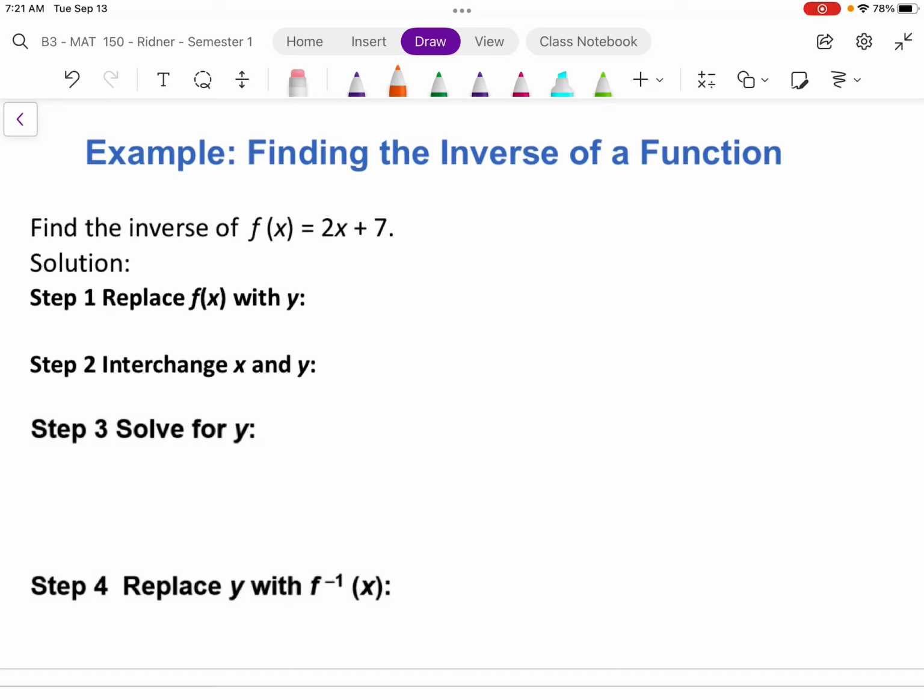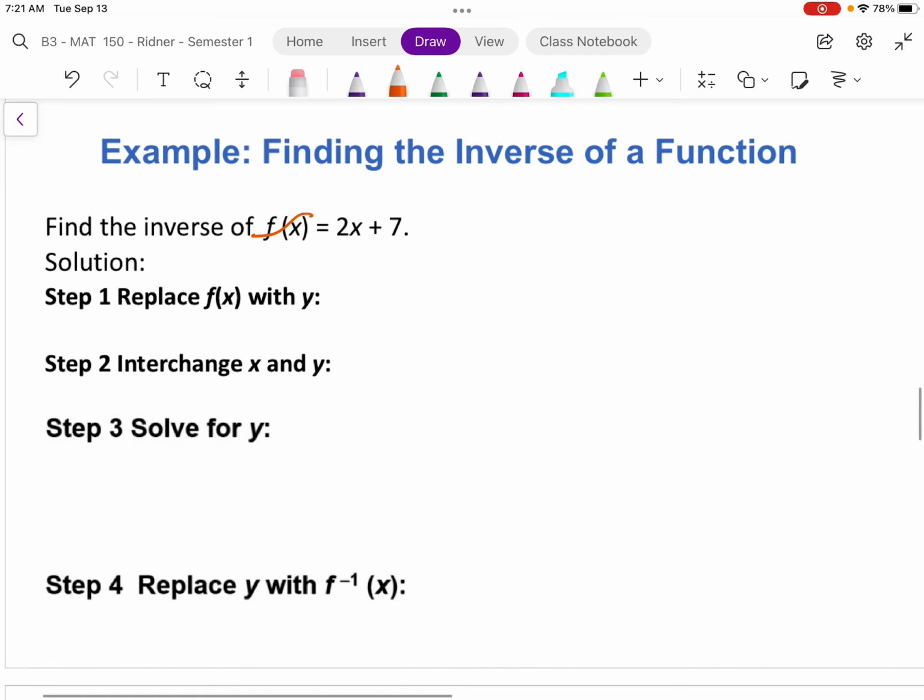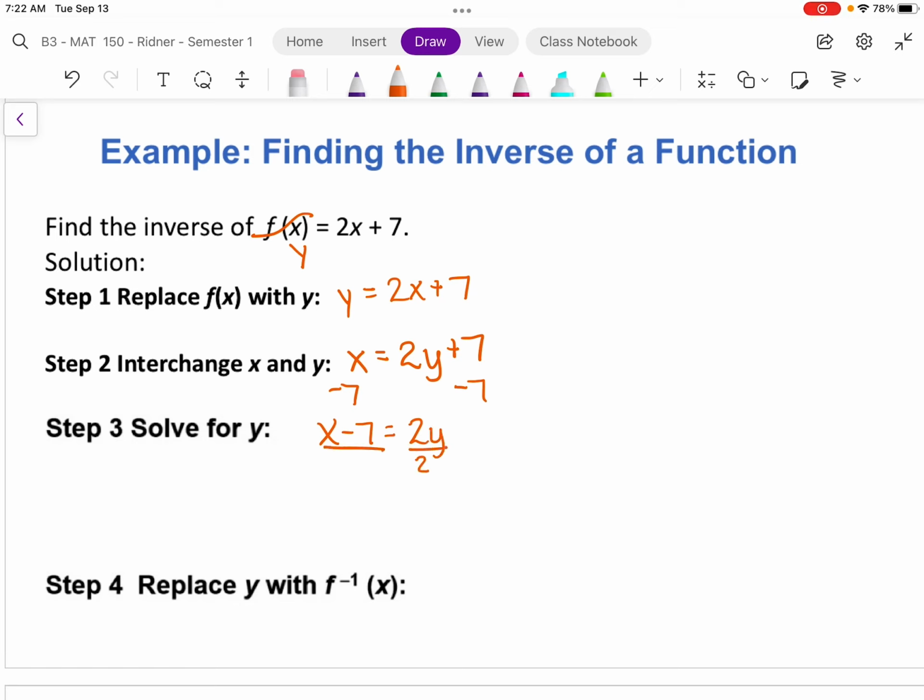Okay, so if we're wanting to find the inverse, remember f of x is the same thing as y equals. So y equals 2x plus 7. I'm going to interchange x and y. So that means where there was a y, I'm putting x. And where there was an x, I put y. And then I get y by itself. And divide by 2. Which I could leave just like that.